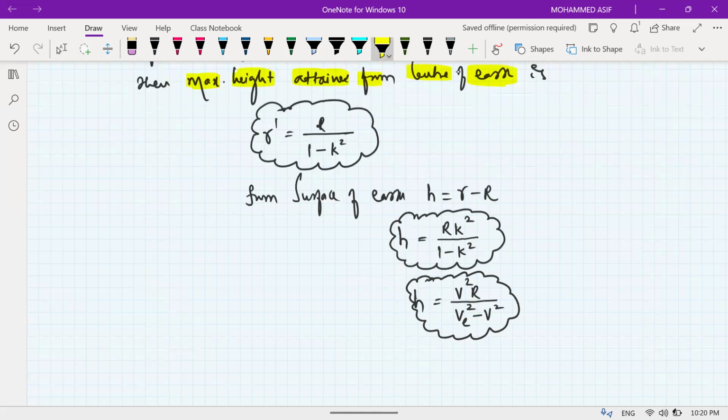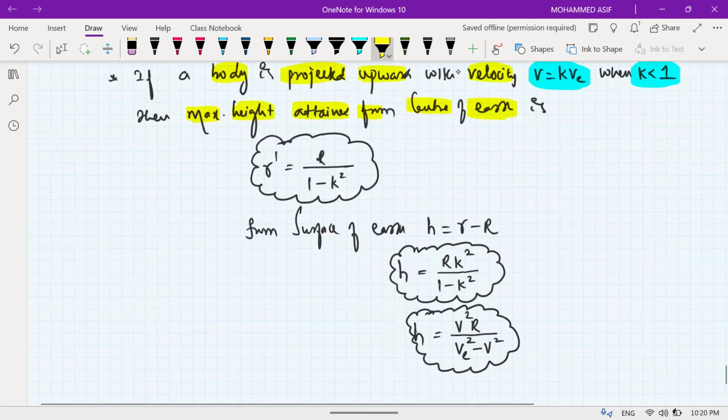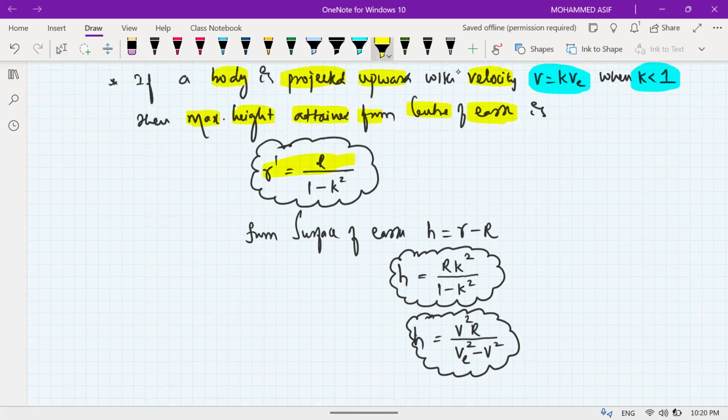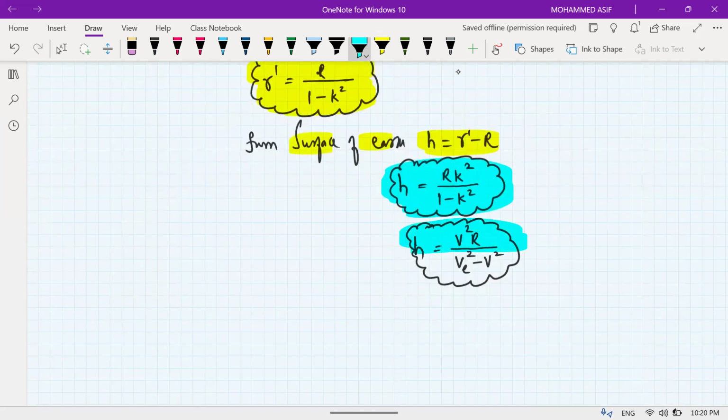Very, very important, beta, isn't it? The maximum height reached from the center of the earth will be r dash is equal to capital R divided by 1 minus k square. If it is asking from the surface of the earth, then h will be equal to r dash minus capital R. Here r means r dash only, beta. So if I simplify that given condition, I get h is equal to capital R into k square divided by 1 minus k square. In terms of given velocity and escape velocity, h is equal to v square into R divided by escape velocity square minus v square. Clear?